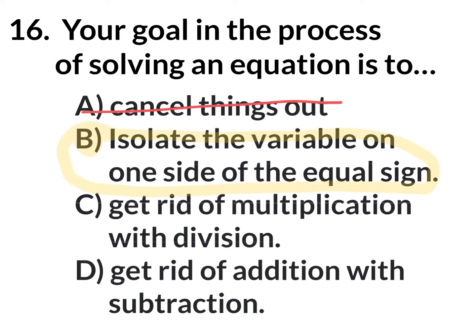B, if we just read through the rest, is your goal to get rid of multiplication with division? No, that's a process of getting the variable by itself. Is your goal to get rid of addition with subtraction? No, that's a process of getting the variable by itself on one side, okay? So the correct answer is B. The other ones are not the goal of solving equations. The other ones are processes, like canceling things out. Let's move on to the next question.